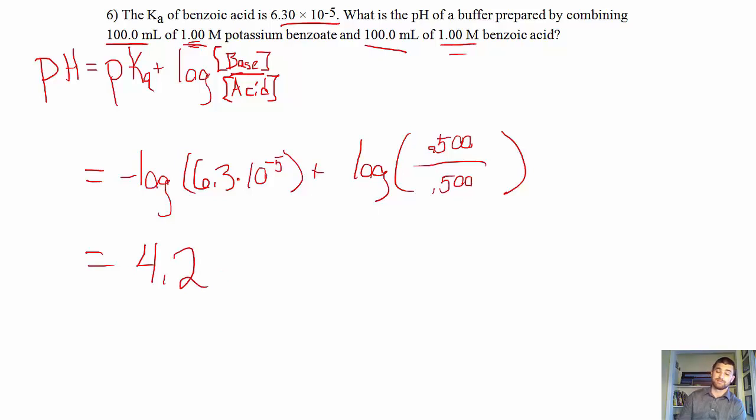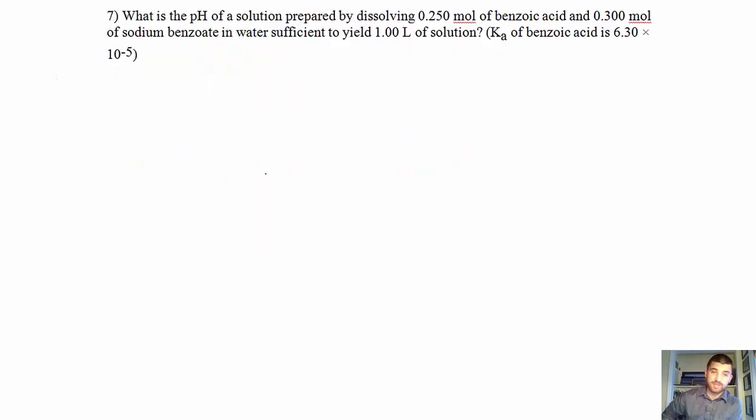That's it. Take a look at number 7. More of the same but different. What is the pH of a solution prepared by dissolving 0.25 moles of benzoic acid and 0.3 moles of sodium benzoate in water sufficient to yield 1 liter of solution? So this was really nice because they used 1 liter, so moles becomes molar. So this is the moles of my acid, and this is my moles of my base. That sodium benzoate gives the conjugate base of benzoic acid.